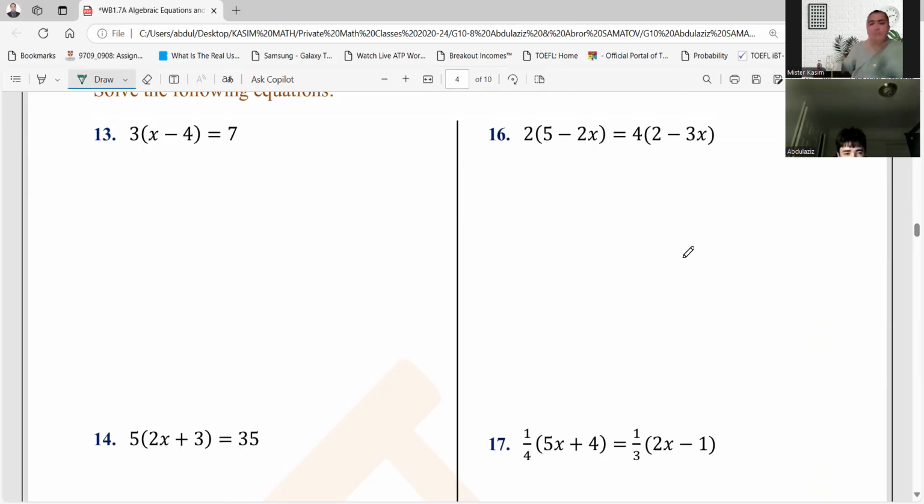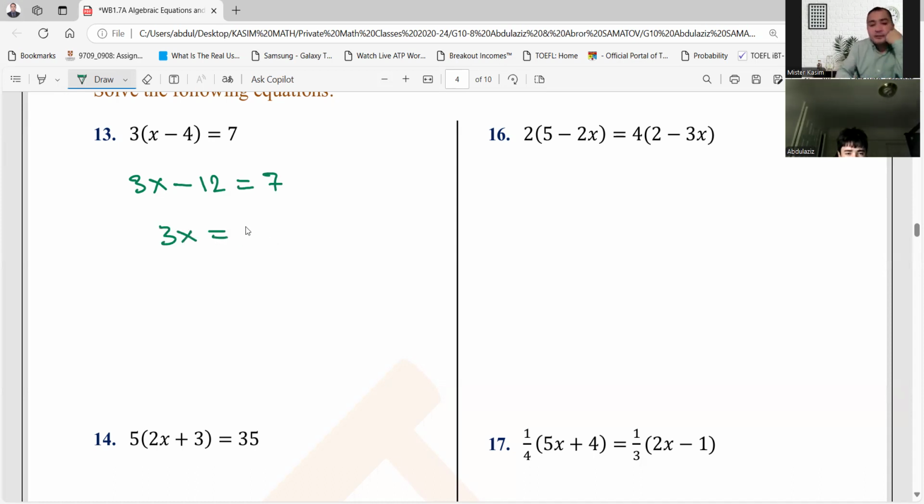First, can you tell me? 3x. Let me just write. What should I write on the left-hand side? First, we distribute, 3x, right? Okay, do it. 3x minus 12 equals 7. All right.